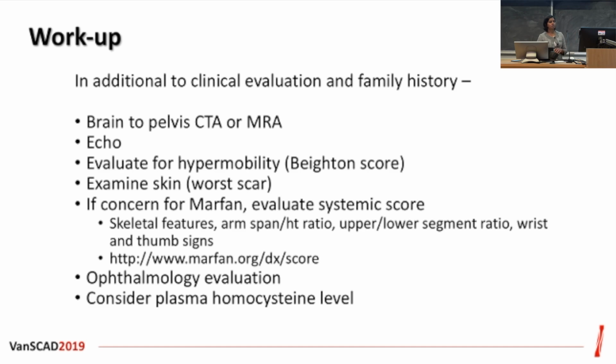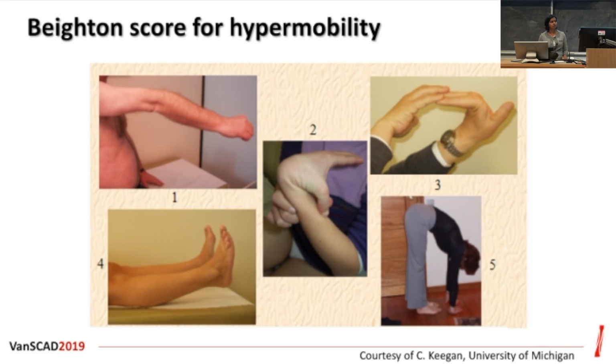We talked about the systemic score, the ophthalmology evaluation, and sometimes there are metabolic conditions to think about, so you might check a homocysteine level. This is more for aortic dissection and not been associated specifically with SCAD. But this is kind of the general approach to somebody with an arteriopathy that you think might be genetically mediated.